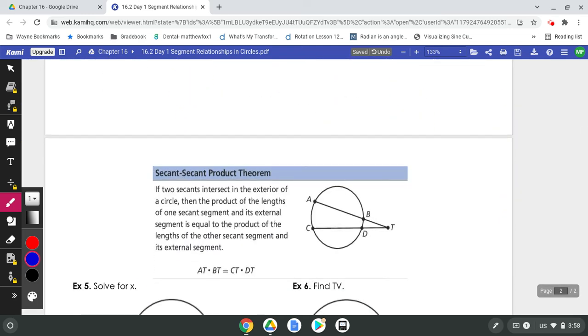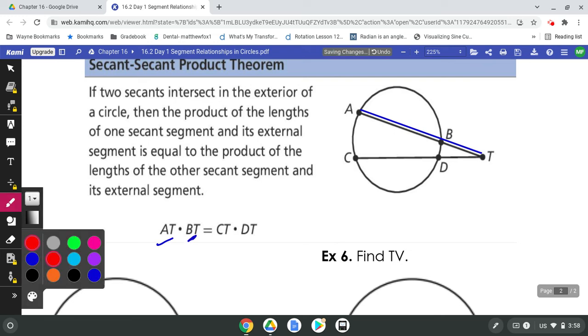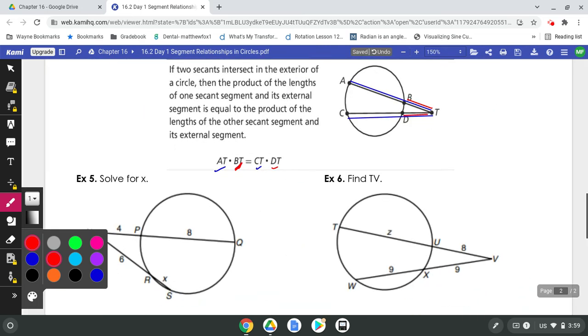Now there's one other type of problem we're talking about today, and that's the secant-secant product theorem. And once again, you don't need to write the words, draw the picture. This is basically saying a secant is like a chord except it extends to the exterior. So we have two secants here, one from A to T right there. So if you take the whole secant times just right here, the exterior part, BT, you will get the same thing as the other whole secant times the exterior part right there.